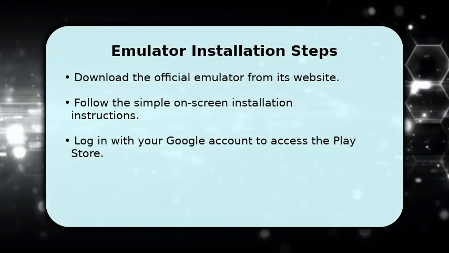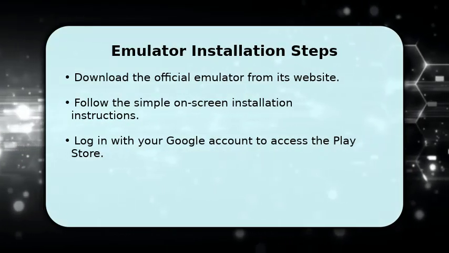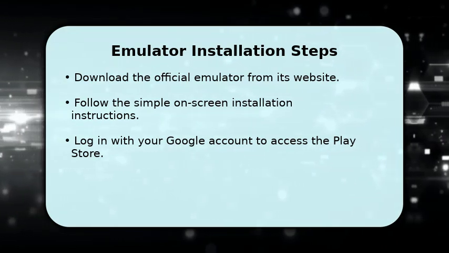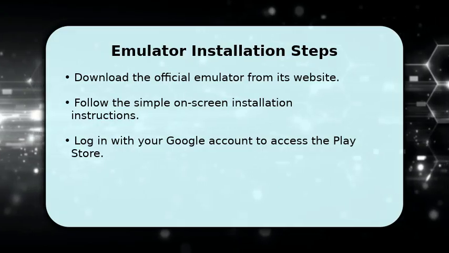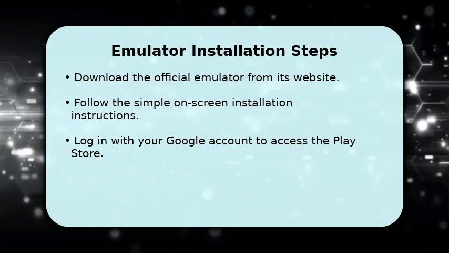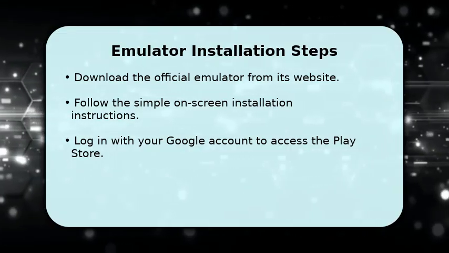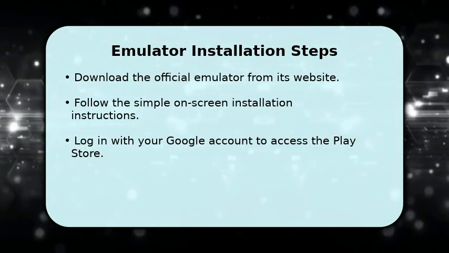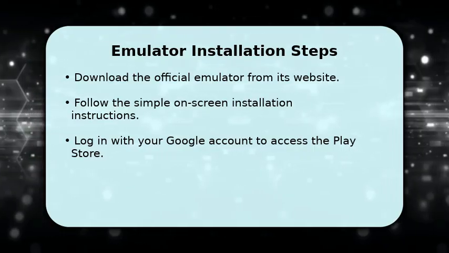Once you've chosen an emulator, navigate to its official website and download the installer. The installation process is straightforward. Just follow the prompts. After installation, launch the emulator and you'll be asked to sign in with your Google account. This step is crucial as it grants you access to the Google Play Store, where you can download Call of Duty Mobile just like you would on a phone.